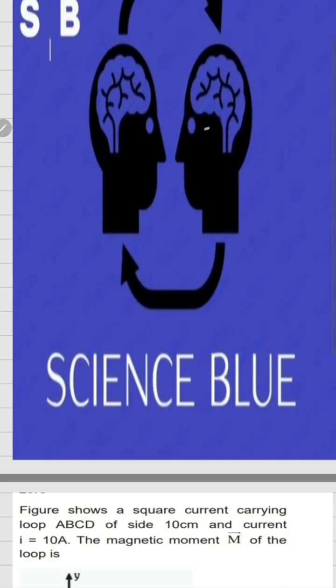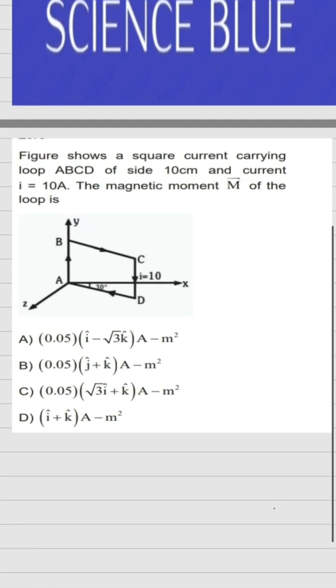Today we are going to discuss a question from the chapter Moving Charges and Magnetism. So it's a question given. In this question we are asked to find out the magnetic moment of this current carrying loop or square coil whose side length is 10 centimeter. It carries a current of 10 ampere. And we are asked to find out the value of magnetic moment in vector form.